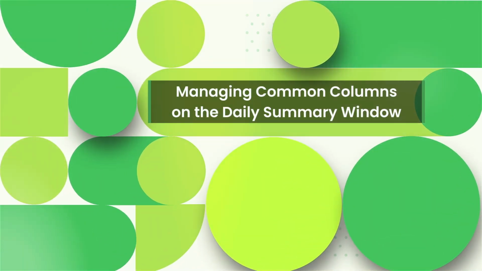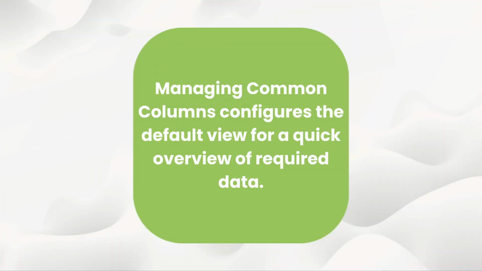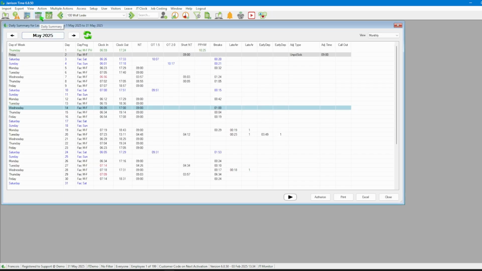In the following video, we'll be taking a look at managing common columns on the daily summary window. Managing common columns configures the default view for a quick overview of required data. Once we have logged into Jarrison Time, we will first have a look at our daily summary window. Here we will see what we currently have on display.